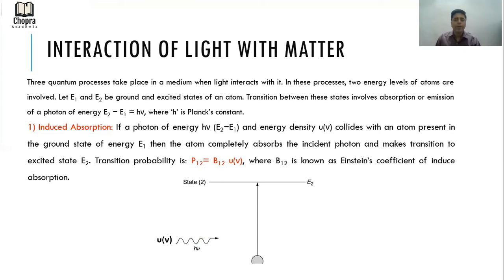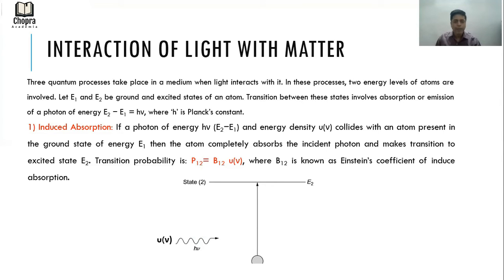Transition between these states involves absorption or emission of a photon of energy E2 minus E1 equal to h nu, where h is called Planck's constant and nu is the frequency. In the diagram you can see we have two energy states E1 and E2. E2 is greater than E1, and h nu is the energy of the photon incident onto this system, and h nu is equal to E2 minus E1. U nu here is the energy density of the incident photon.